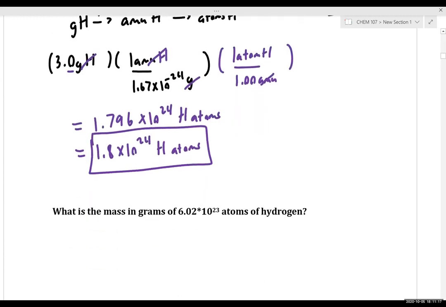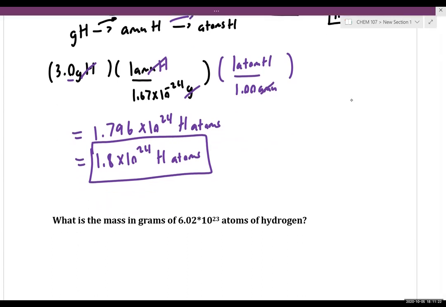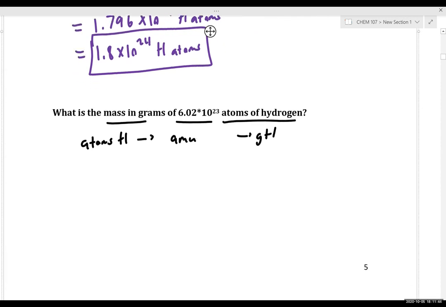Perfect. So what I want us to look at next is another conversion where we're asked to calculate the mass in grams of 6.02 times 10 to the 23rd atoms of hydrogen. In this case, we're going from atoms of hydrogen to grams of hydrogen, and we're going to go through AMUs for now. If you are reading ahead in your book and looking over this chapter ahead of time, this number may look familiar to you.